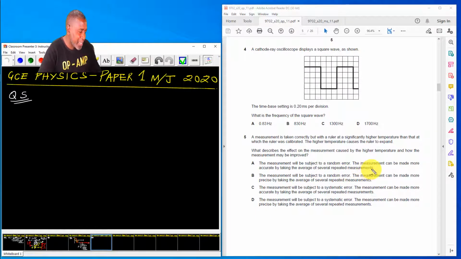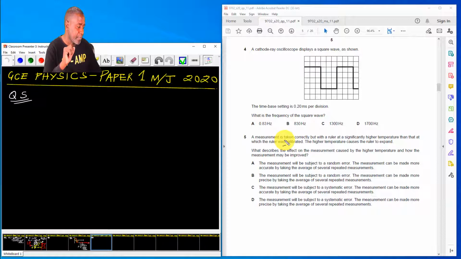While this second part is correct, that kind of expansion of the meter rule will give us a reading which is consistently smaller than the actual measurement. It will be smaller throughout, whichever object or whichever repetitions we are going to do. That aspect, that the measurement is consistently smaller than the actual value, is what rules out the fact that this error is a random error.